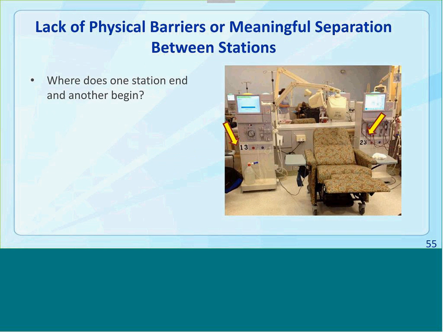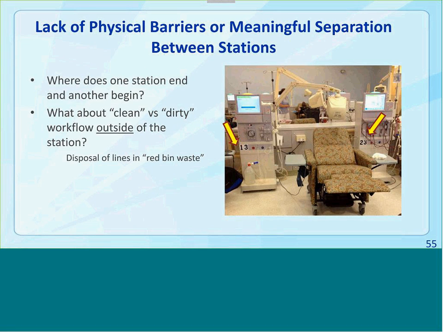So lack of physical barriers or meaningful separations between stations. I know you all know about that. And a clean versus dirty workflow outside of the station. When someone takes those lines off and takes them to the red bin waste in the center of the unit, and then they don't immediately remove their gloves, are they putting other surfaces at risk of contamination?